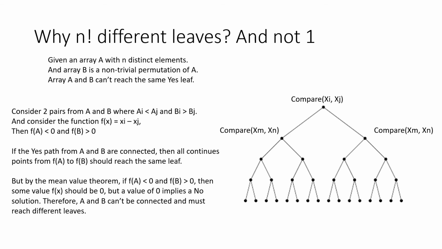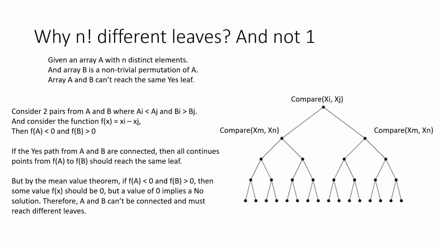Consider two positions i and j from A and B where Ai is less than Aj and Bi is greater than Bj. And consider a function that takes an array as input, f of x equals xi minus xj. Then f of A will be less than 0 and f of B will be greater than 0. If the yes paths from A and B are connected, then all continuous points from f of A to f of B should reach the same leaf.